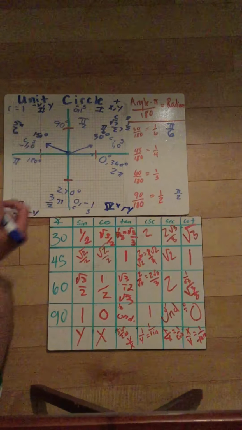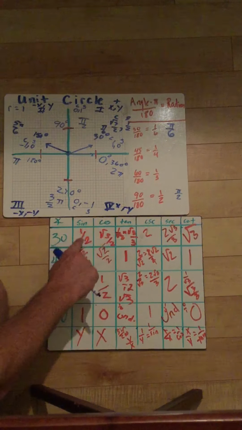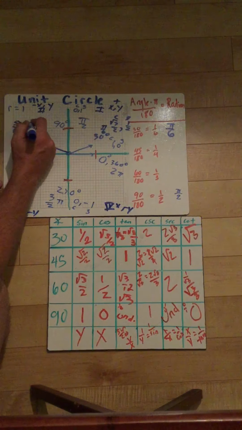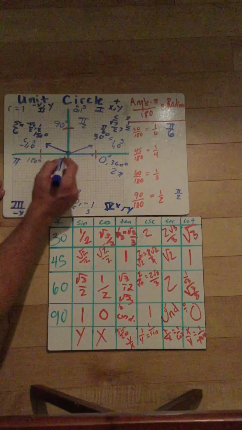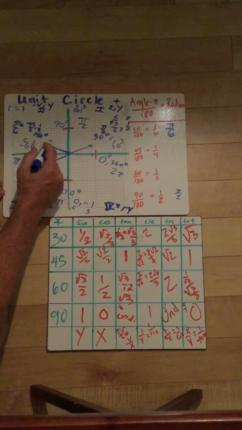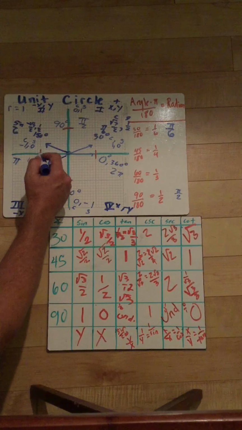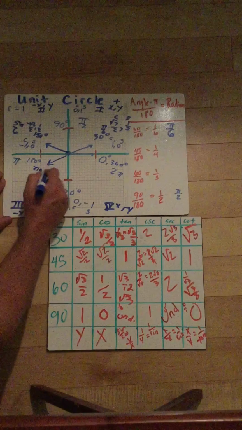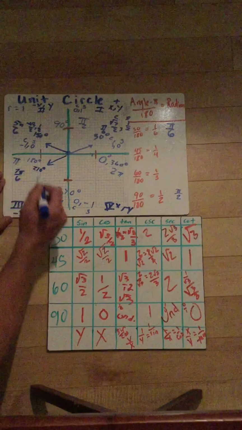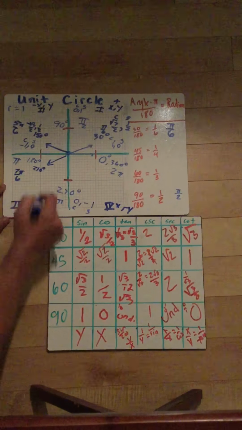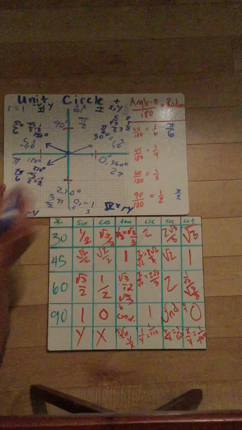So 150 is 5 pi over 6. I just look at the 30-degree numbers and I say that's negative, that's positive because of the quadrant that I'm in. So this would be negative radical 3 over 2, positive 1/2. Going from 180, I would say that's adding 1, 2, 3, 4, 5, 6, 7 30 degrees, which is 210. And that is 7 pi over 6. It has the exact same x and y, but down here they're both negative. So negative radical 3 over 2, negative 1/2.